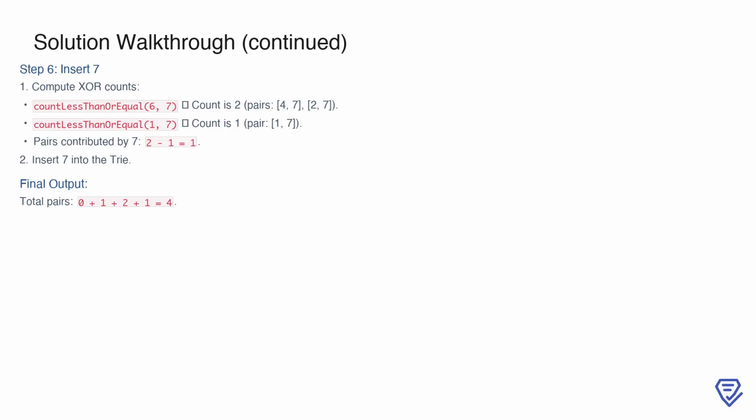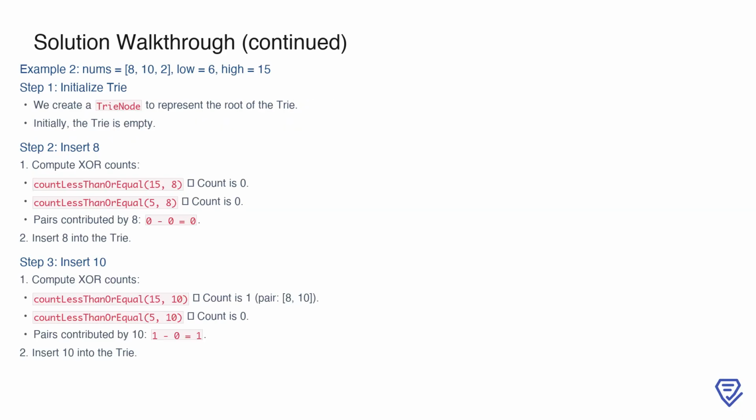After this, we insert 7 into the tree by traversing its binary representation and updating counts at each node. At this point, all numbers have been processed, and we sum up the pairs contributed by each number, which are 0, 1, 2, and 1. This gives us a total of 4 pairs for this example. Let's move to the next example, where nums equals 8, 10, 2, low equals 6, and high equals 15.